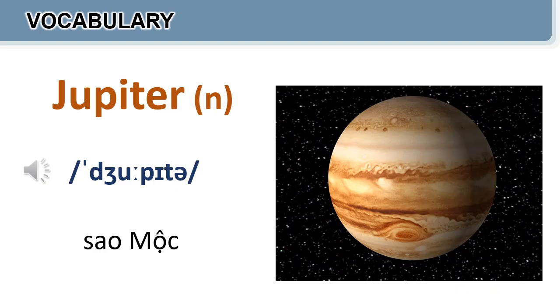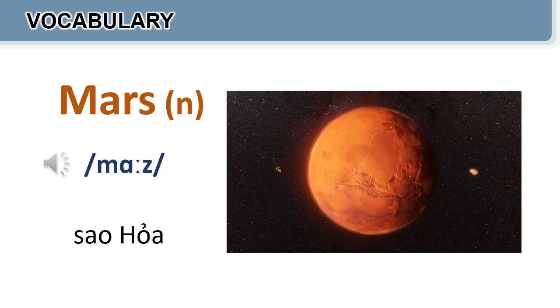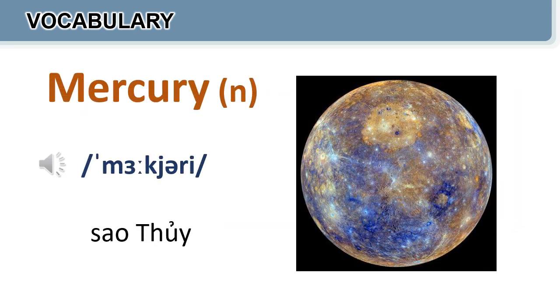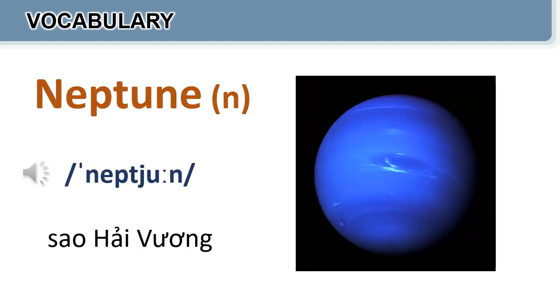Now let's learn about some words about planets. The first one we have Jupiter. Jupiter. The next one is Mars. Mars with the red color, right? The next, do you know which planet is it? Yeah, it's Mercury. Mercury is a planet closest to the sun, right? Look at this picture. Blue planet, right? Do you know what planet it is? Yeah, it's Neptune. Neptune.